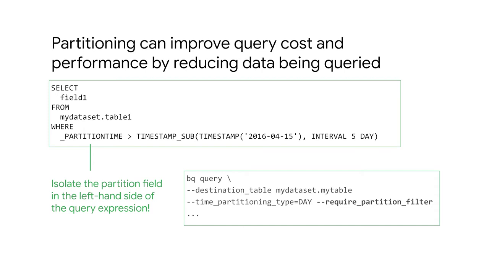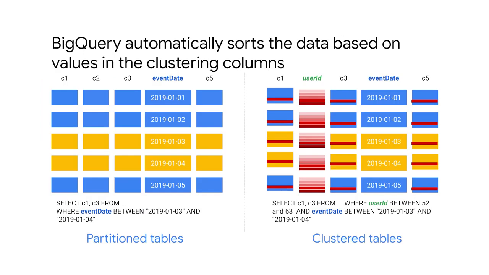A good practice is to require that queries always include the partition filter. Make sure that the partition field is isolated on the left side, because that's the only way that BigQuery can quickly discard unnecessary partitions. Clustering can improve the performance of certain types of queries, such as queries that use filter clauses and those that aggregate data.